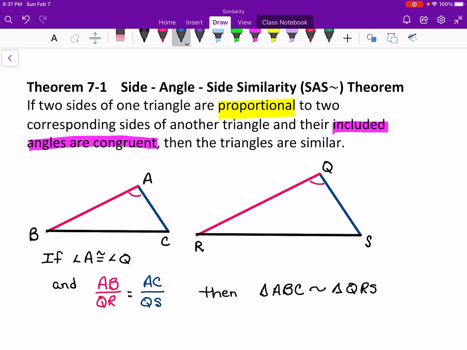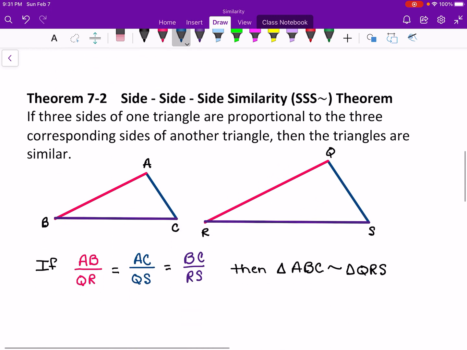Because those two sides are proportional and they open a certain angle, what it does is it forces the other angles, corresponding angles, to be congruent and the third side to be proportional. So we'd have to know that angle A and angle Q are congruent, and AB over QR, those pink sides, are equal to AC over QS, then the two triangles are similar. Again, these are all about similarity.